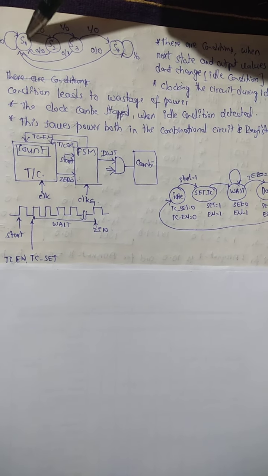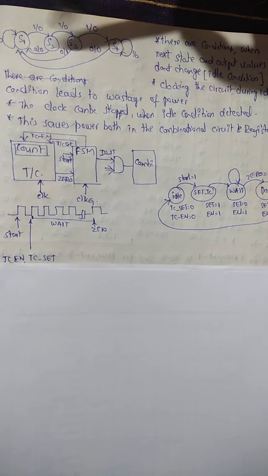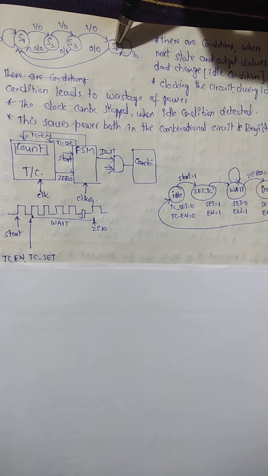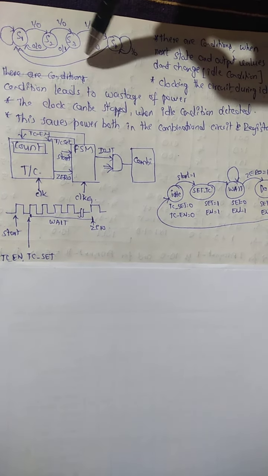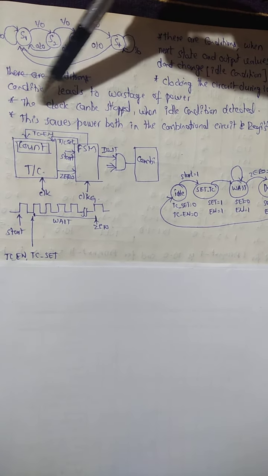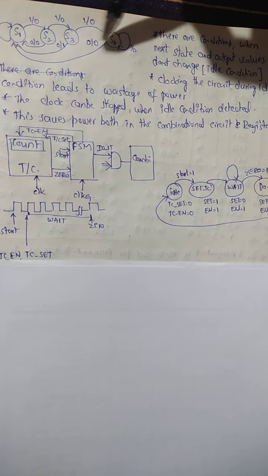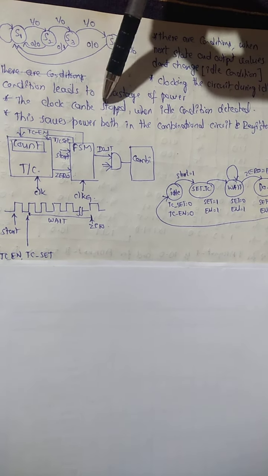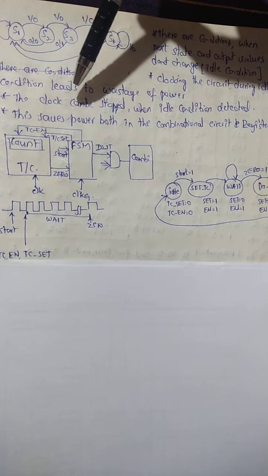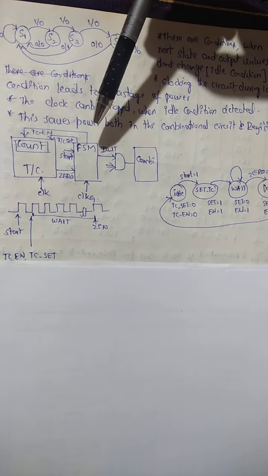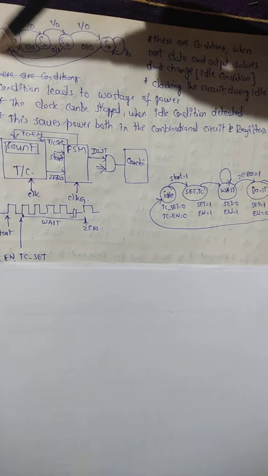Power is wasted when these two are in idle condition, so what we can do is directly stop the clock. When the idle condition is detected, we can stop the clock, which saves power in both the combinational logic as well as the registers. That is the full operation.